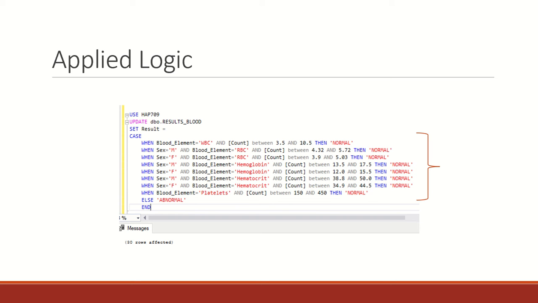To create the logic, I used a case statement written in SQL to specify the blood element ranges by gender, considered normal by an accredited source. The else statement indicates that any number present that doesn't fall in any of the specific ranges is considered abnormal. These results are stored in a separate table called results blood.